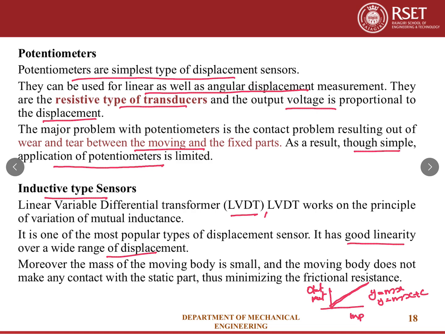Moreover, the mass of the moving body is small and the moving body does not make contact with the static part. Here we can see wear and tear between the moving and fixed part is avoided. This is the static part, so there is no contact between moving and fixed part, minimizing the frictional resistance and wear and tear. So that's about the inductive type of transducer.